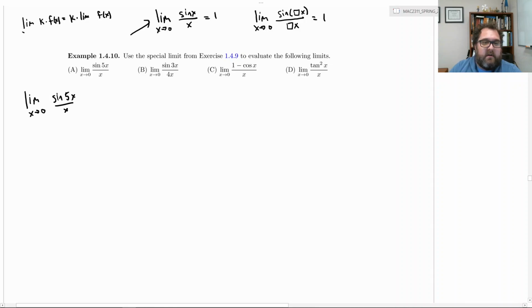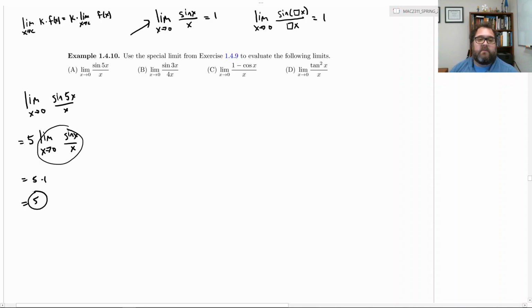Come on, erase. x approaches c, x approaches c. And so I'll have students who will say, hey, yeah, sure, this is easy as can be. Factor that 5 out, and now we have the limit as x approaches 0 of sine x over x, which now I know is equal to 1. And so we get 5 times 1, 5, done.